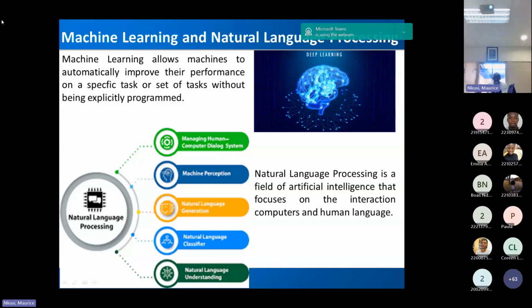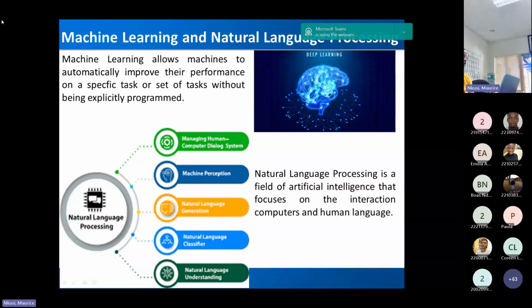Good morning, dear participants. For my section, I'll just explain how ChatGPT actually works and its understanding. To have a great understanding of ChatGPT, one has to understand machine learning and natural language processing. Machine learning allows machines to automatically improve their performance on a specific task or a set of tasks without being explicitly programmed.